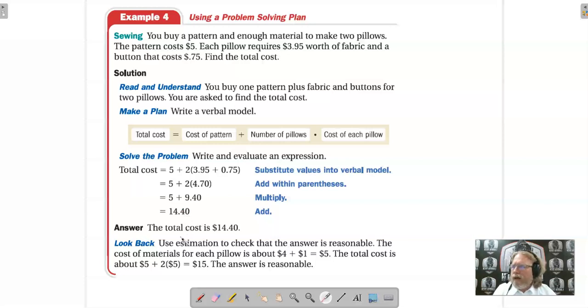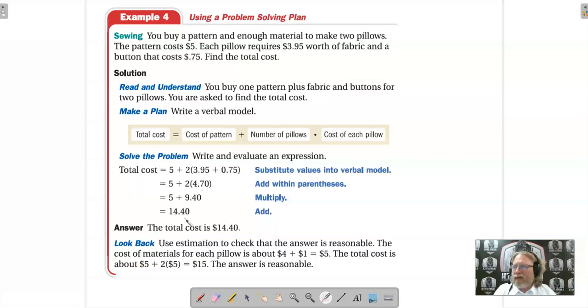So we could use estimation. We look back on it, realize that $3.95 plus 75 cents is pretty close to, this is almost $4. This is almost $1. So that's just about $5, right? And so we get the $5 here. It's almost 4 plus almost 1, which is pretty much 5, estimated 5. And then we have 2 pillows, so we're going to take 2 times 5 and get 10. Add the $5 for the pattern, that'd be $15.